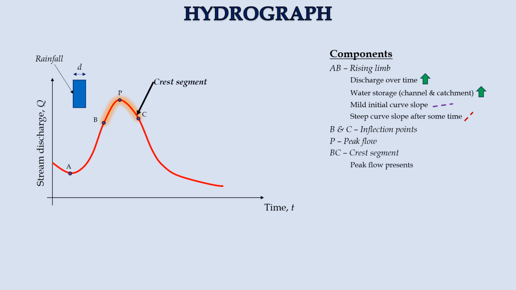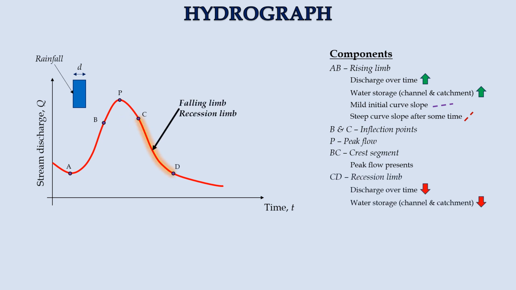The part of the hydrograph between both inflection points is called the crest segment. This is where we can find the peak flow from a catchment after a storm. In flood studies, this is what we need the most. Beyond the inflection point after the crest segment, the stream flow continues to decrease. This component is known as the falling limb or recession limb.